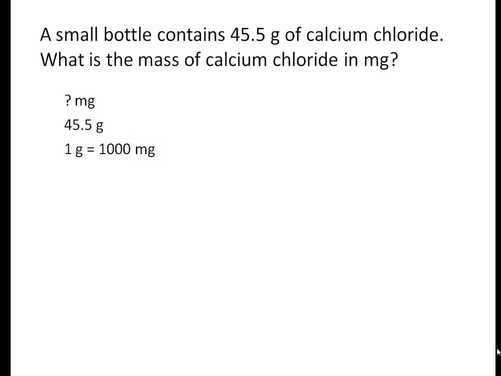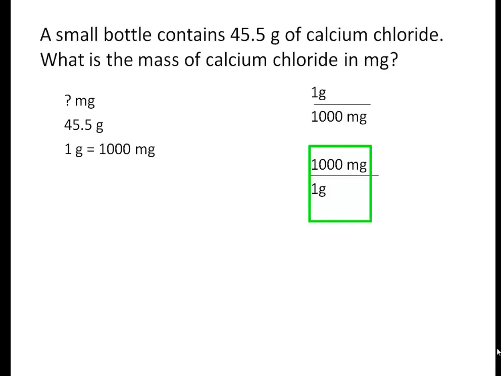I can get two different conversion factors out of the 1 gram equals 1,000 milligrams. I can either have 1 gram over 1,000 milligrams or 1,000 milligrams over 1 gram. If I use the top one, I will end up with grams. If I use the bottom one, I will end up with milligrams. So I'm going to use the bottom conversion factor in my problem.